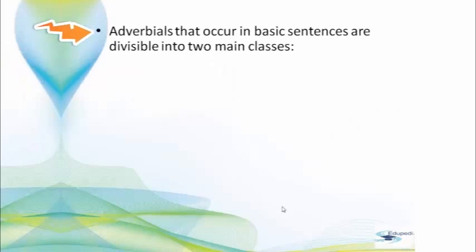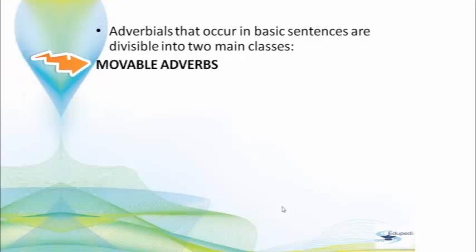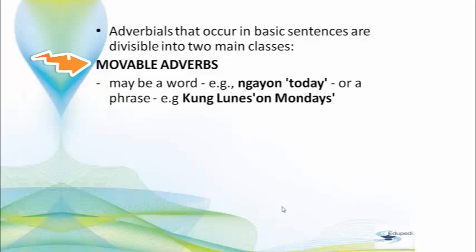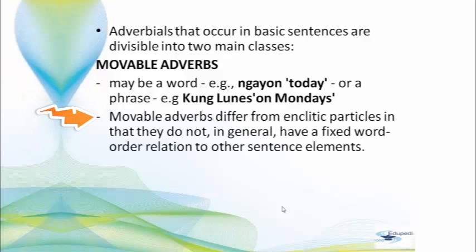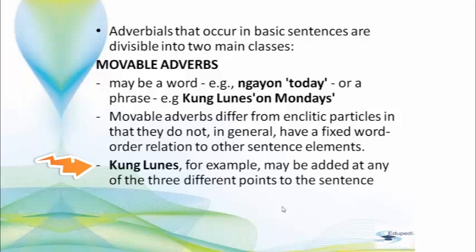Adverbials that occur in basic sentences are divisible into another class. We have the movable adverbs. Movable adverbs may be a word, for example, ngayon, today, or a phrase, for example, kung lunes, on Mondays. Movable adverbs differ from enclitic particles in that they do not, in general, have a fixed word order relation to other sentence elements. Kung lunes, for example, may be added at any of three different points in the sentence.